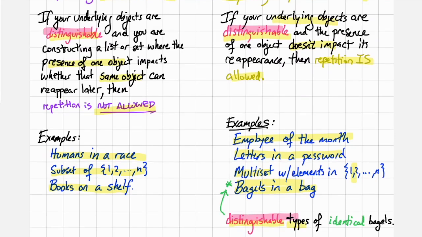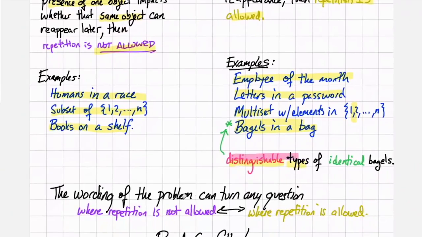And it's worth noting that the wording of the problem can turn any question where repetition is not allowed into a question where repetition is allowed, and any question where repetition is allowed into a question where repetition is not allowed. Let's say we're talking about humans in a race where they're running around a racetrack and where a person can go through a finish line multiple times. Then repetition would be allowed.